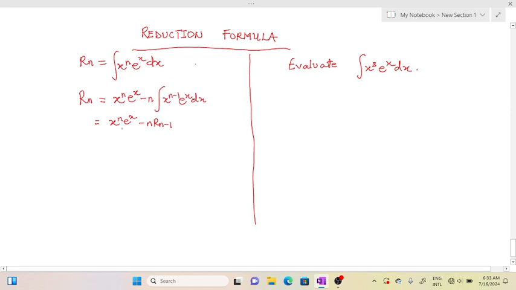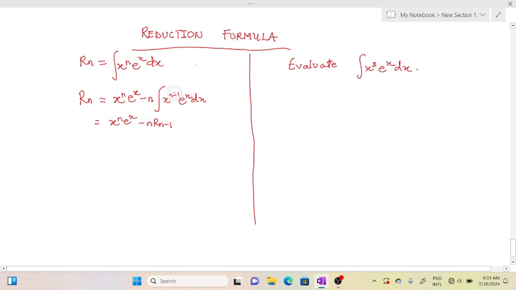Then it simplifies to the reduction formula: the first term remains x to the power n e to the power x, minus n times R n minus 1, where R n is equal to this whole expression. So if I say R n minus 1, it means that whatever n is in this equation, you subtract 1 from it, and that becomes the right side of this expression.